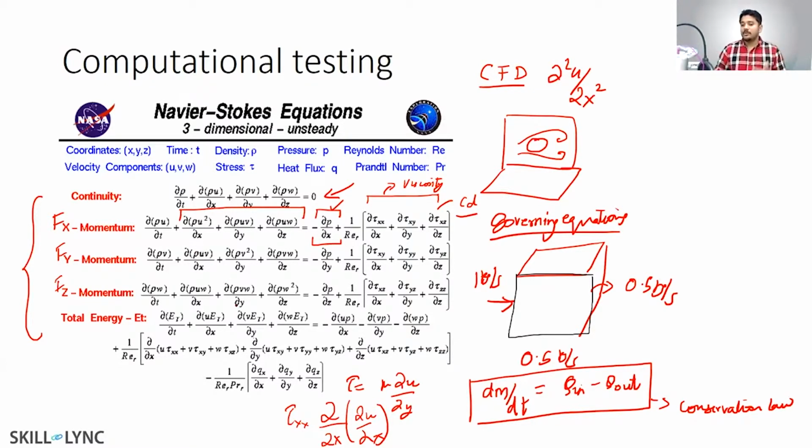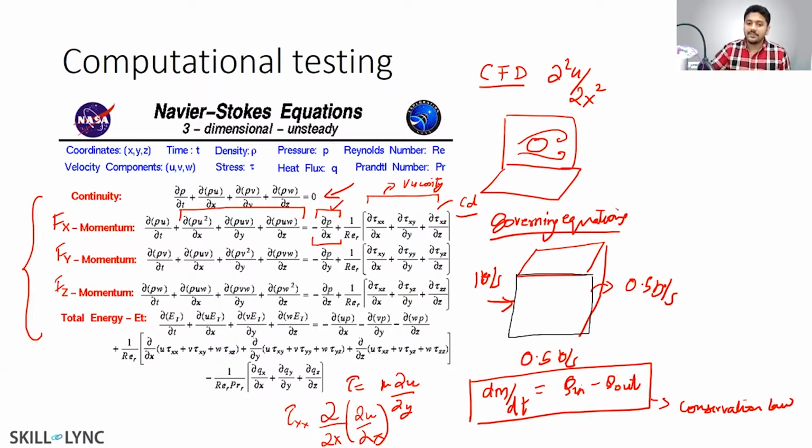So let me ask a simple question. Say that you are running an aerodynamic simulation and you want to calculate the drag coefficient. Which term is the most important term? Which term should definitely be there in the equation? The answer is you cannot remove any of these terms because this is a coupled system.